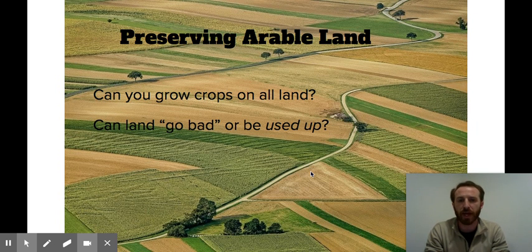Can land go bad or be used up? And that's another question that we're going to kind of talk about. But yes, land can go bad if we misuse it, if we don't work the soil properly, and we overuse the nutrients in it.